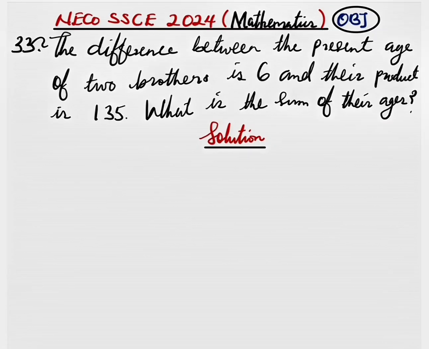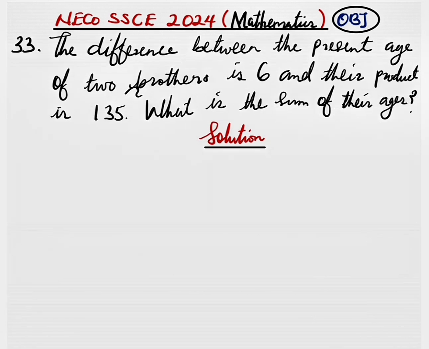Let us consider question number 33 of NECO SSCE 2024 Mathematics Objective Past question. It reads, the difference between the present age of two brothers is 6, and their product is 135. What is the sum of their ages?